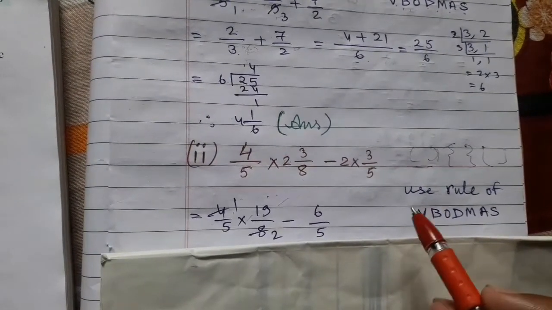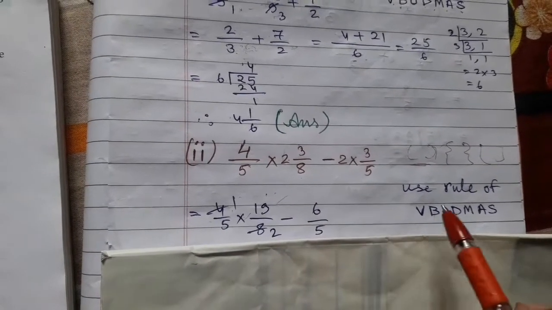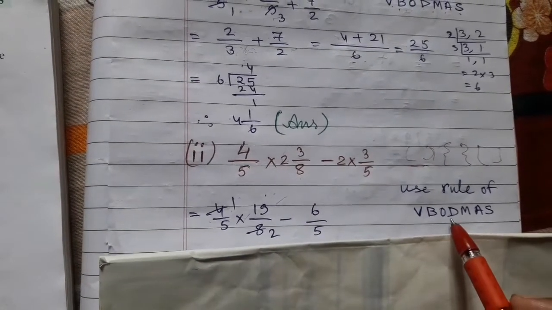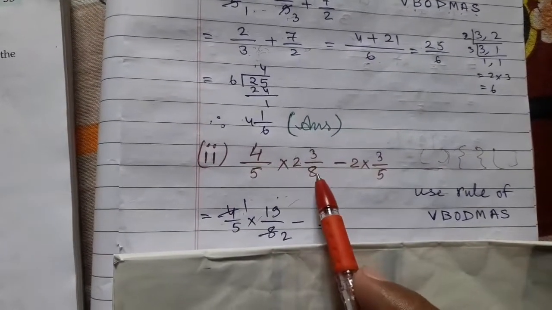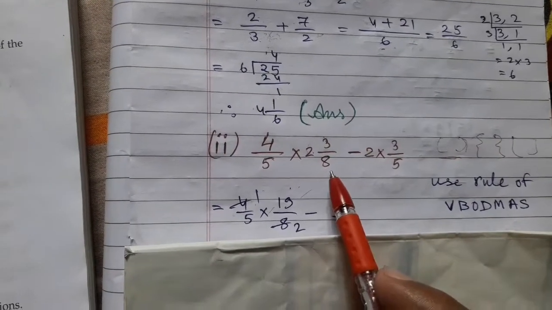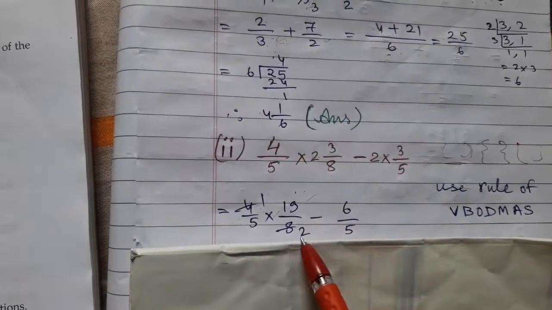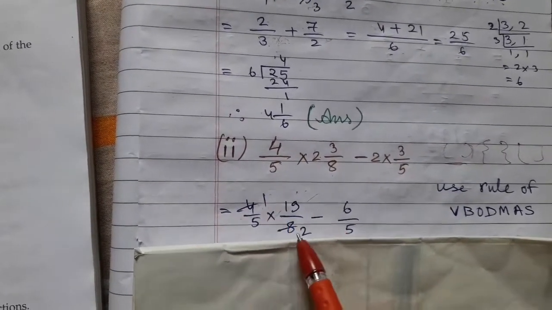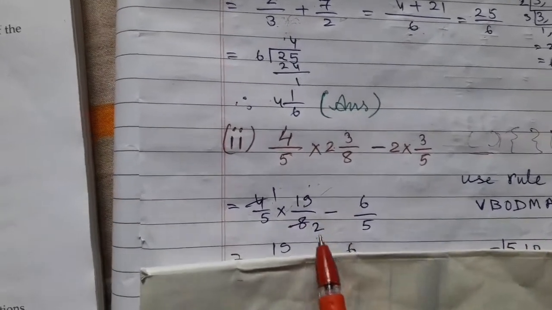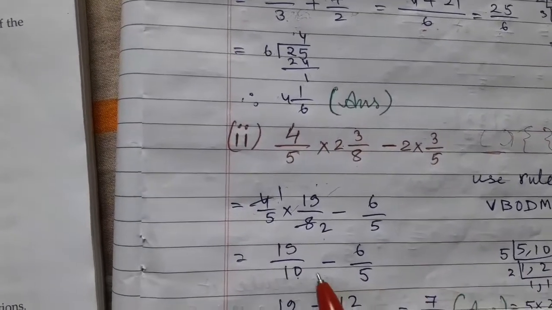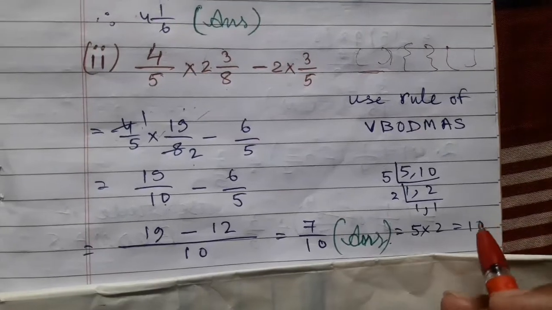Next question. Use rule of BODMAS. We have no bracket, no of, no divide, only multiplication. Okay, mixed fraction, we have to convert it to improper fraction. 8 2 is 16, 16 plus 3, 19 by 8. Okay, 4 1 is 4, 4 2 is 8, cancel it. 19 1 is 19, 5 2 is 10, 6 by 5, 10 and 5, LCM is 10.